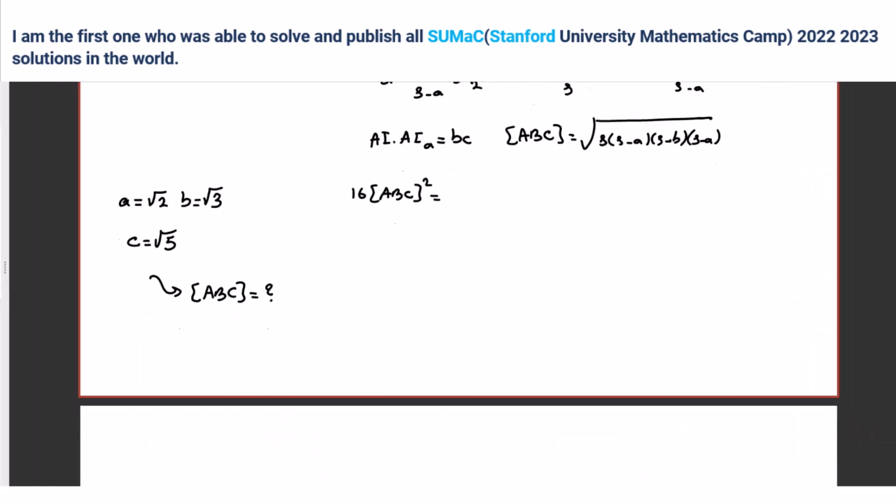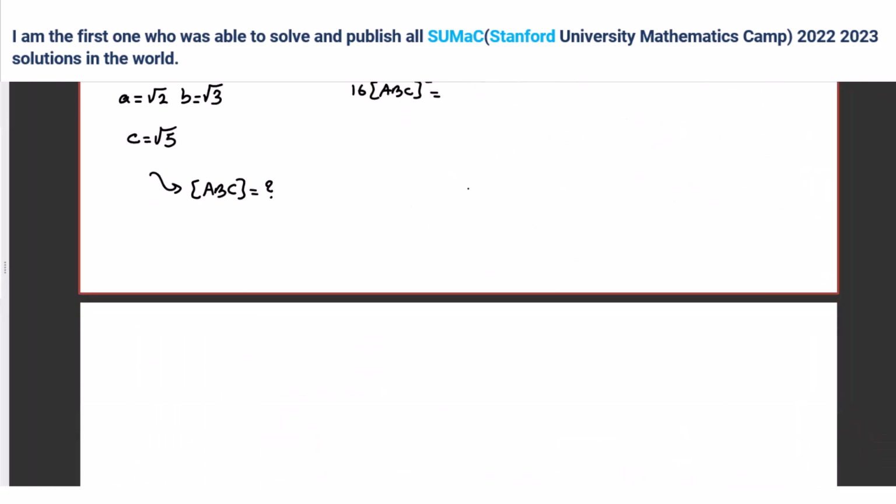Look, I saw a problem in AMC 12. In one part, you should calculate something like this. So let me tell you how we can solve this. Area of ABC squared is what? Area of ABC squared is S times S minus A times S minus B times S minus C. Exactly. So if you multiply it by 16 to get rid of the denominator, 16 times area of ABC squared is what?